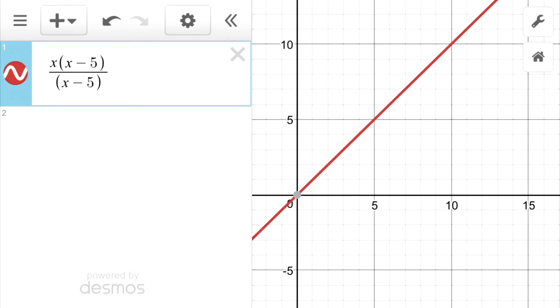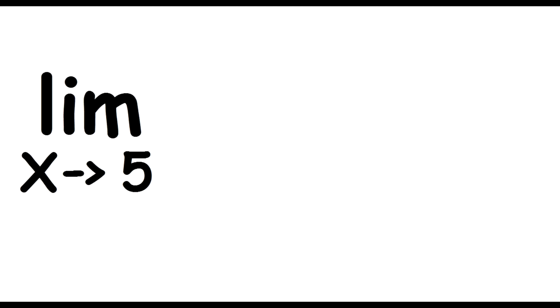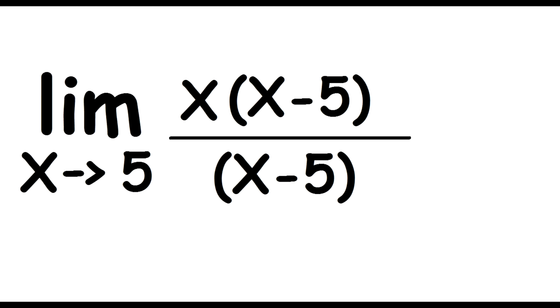So let's do another one. Say you have x times x minus 5 over x minus 5. Well, you may notice that the x minus 5 terms divide out. But if you look at this graph, at x equals 5, you'll notice that there's a hole in the graph. Basically, you can't divide by 0. You'll also notice that at every point very close to 5 is still valid. Just this one point is invalid because we're dividing by 0. If we take the limit as x approaches 5 of this function, we'll get that it actually equals 5. So limits are pretty neat.